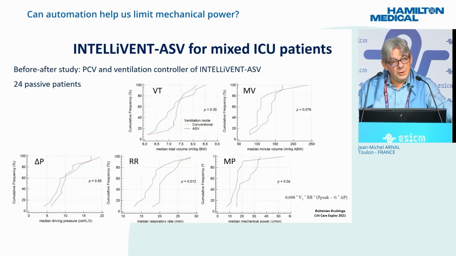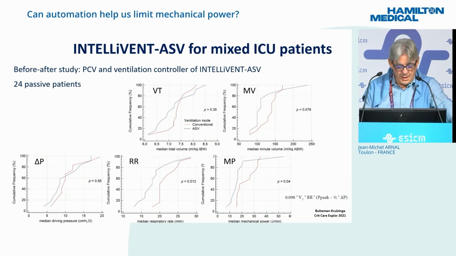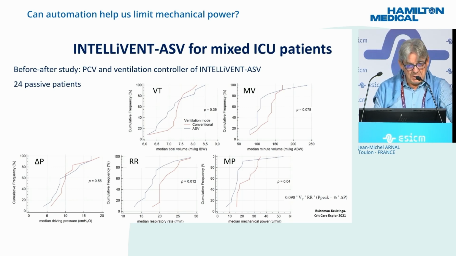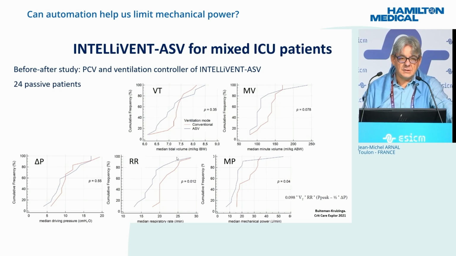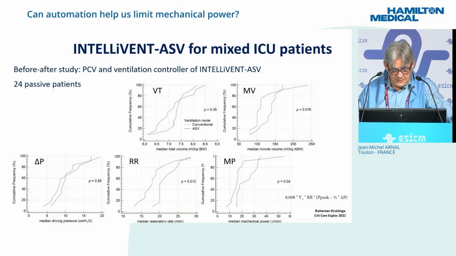There are a couple of other studies. This study was a before-after study, so they included 24 patients ventilated in pressure control, and they activated IntelliVent ISV and looked at the different components of the mechanical power. The blue line is ISV, the red line is conventional or pressure control. In terms of tidal volume, there was no difference. In terms of minute volume, it was a little bit lower in ISV, but it was not statistically significant. Driving pressure was not different between the two periods, but here you see that the respiratory rate was much lower when they activated IntelliVent ISV, and this resulted in a decrease in the mechanical power. And this is the permissive hypercapnia concept or rule.